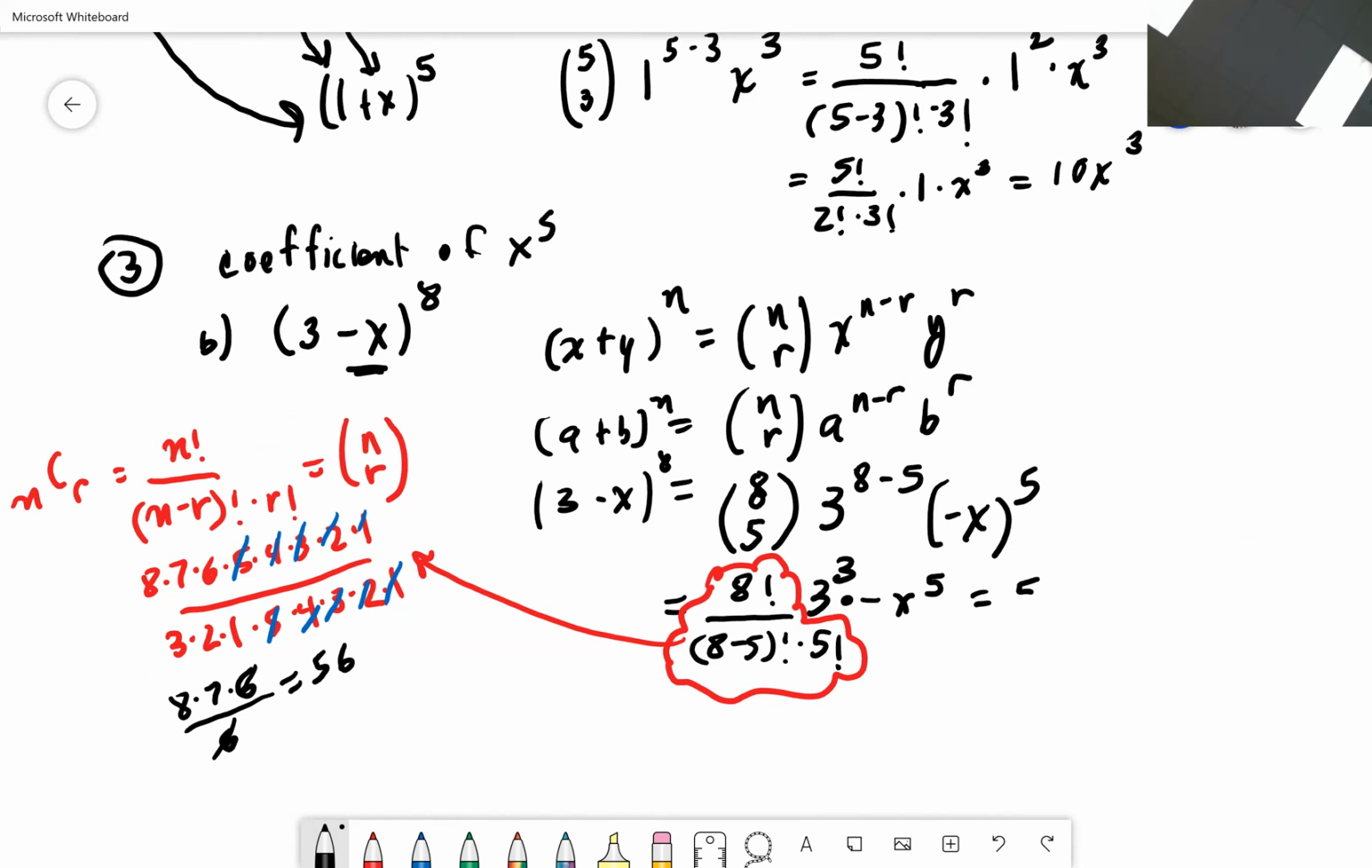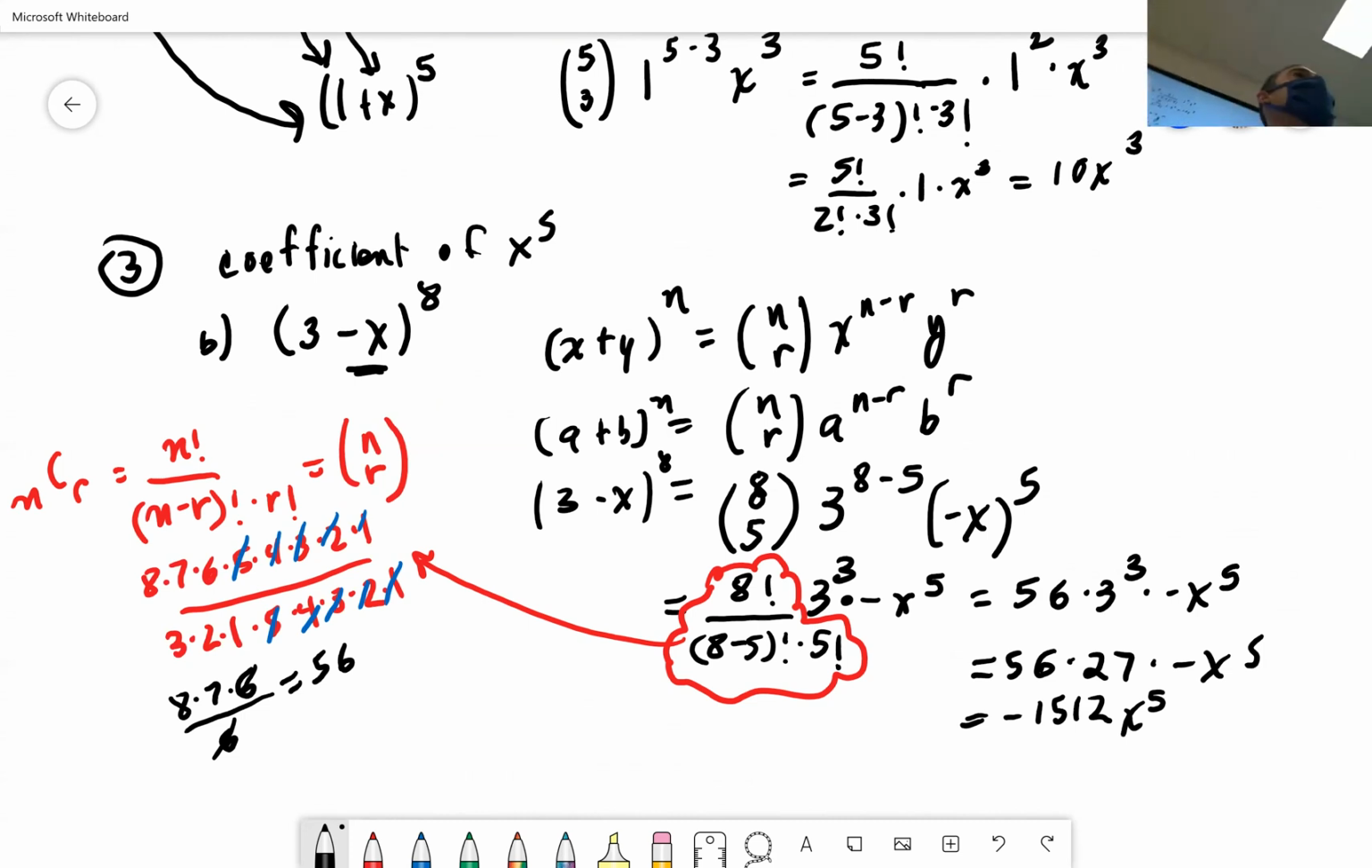So this is 56 times 3 to the 3rd times negative x to the 5th. 3 to the 3rd is 27. So now you have 56 times 27 times negative 1. So you have negative 1,512 x to the 5th. And that's your coefficient, if I didn't make a mistake.